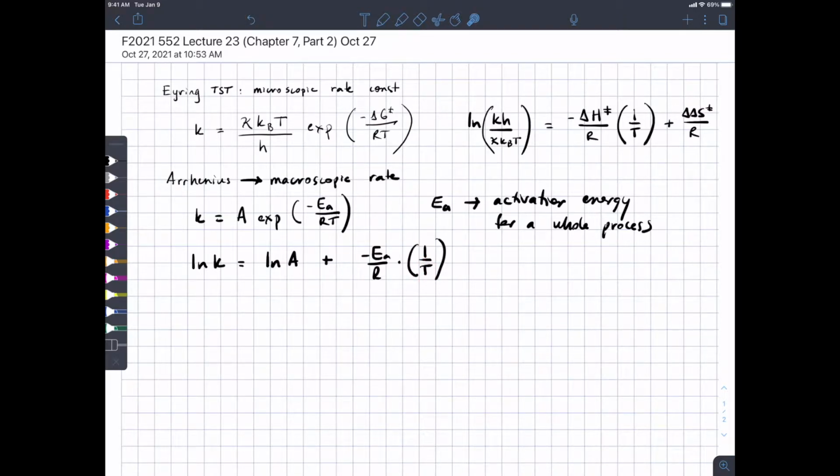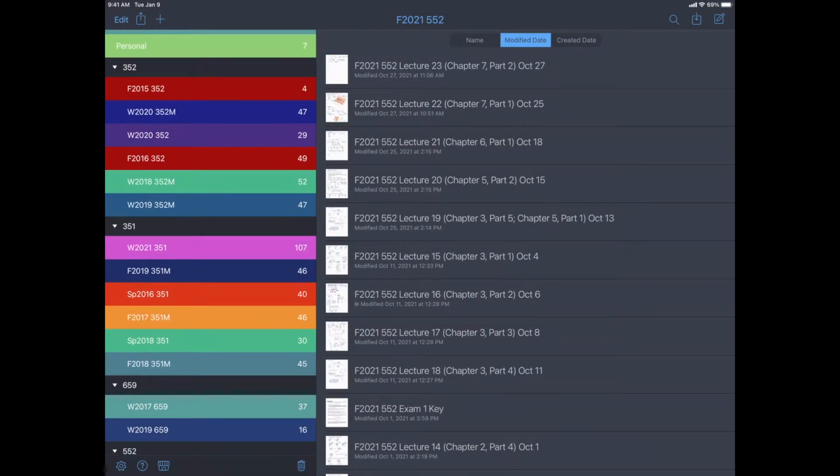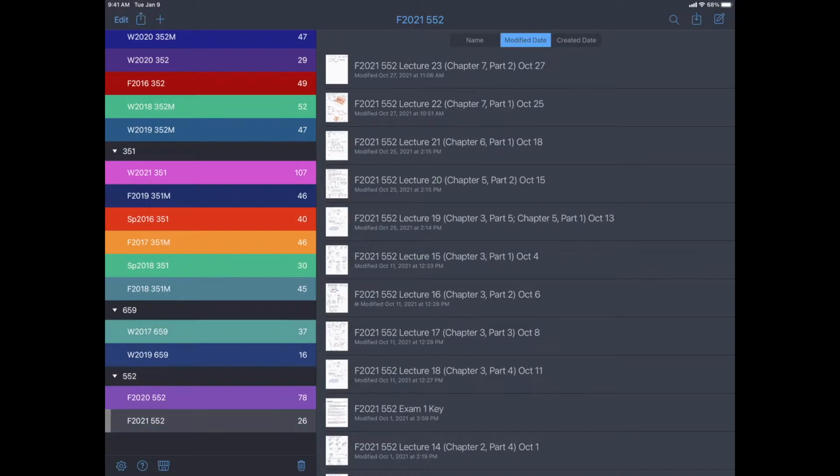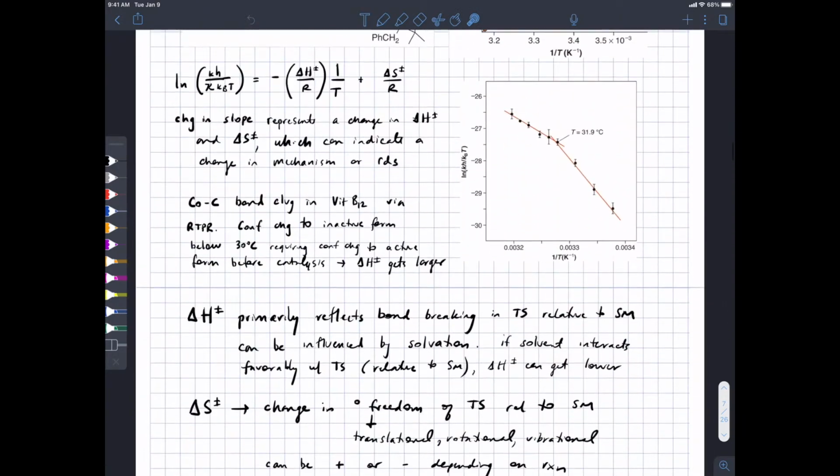So when is this useful? I need to get a graph or a figure from a previous iteration of the course that I didn't paste over here yet, but it's kind of interesting.